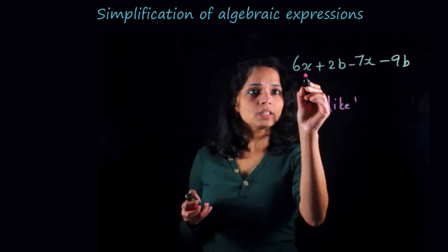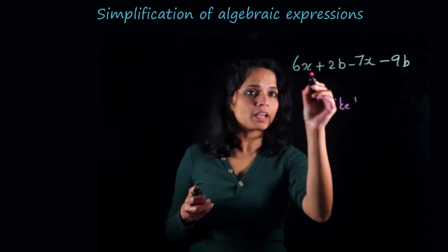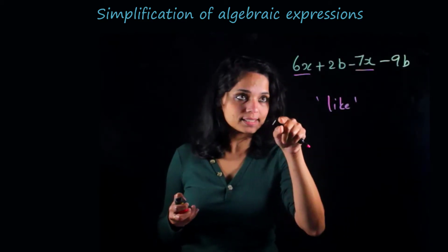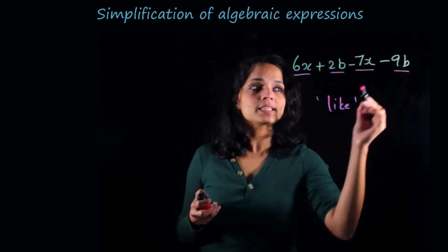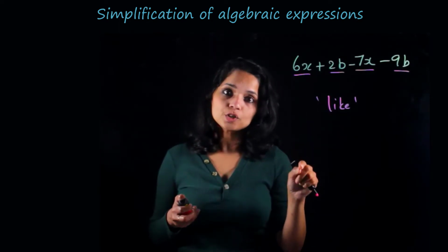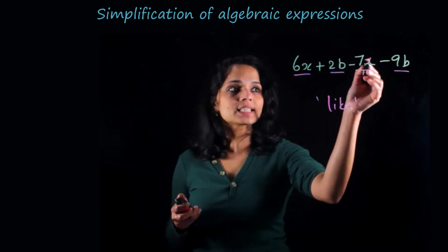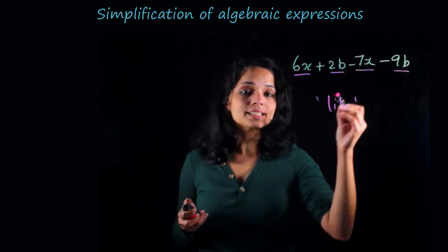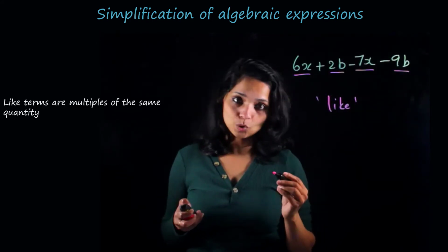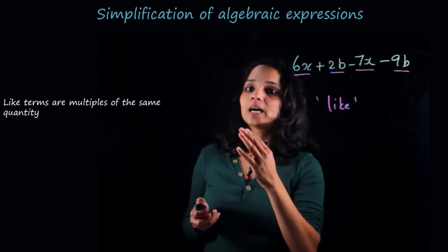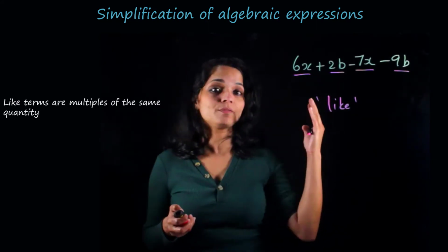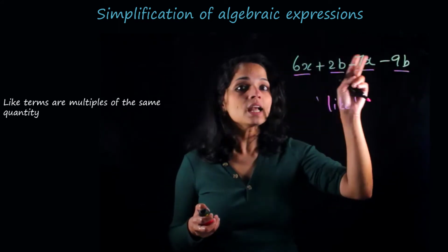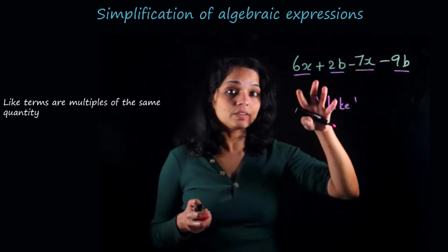In this one, if you look at this expression carefully, 6x and minus 7x are multiples of x, and 2b and minus 9b are multiples of b. So 6x and minus 7x are like terms, and 2b and minus 9b are like terms as well. When the terms are multiples of the same quantity, we call them like terms. These terms can be added or subtracted as given in the expression.